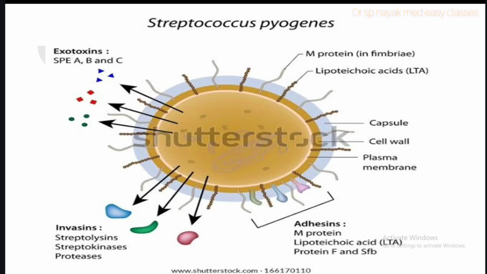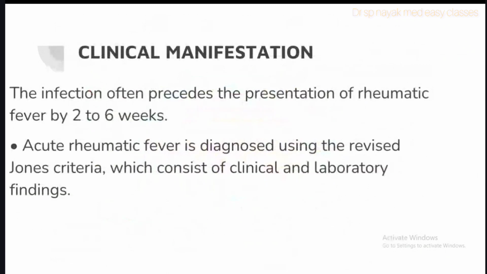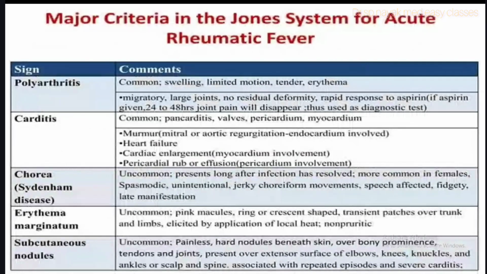Then this is how streptococcus pyogenes looks, a labeled diagram, and the main part which mimics our organs is M protein. This M protein is a group of amino acids which is found on five major organs: cardiac, skin and subcutaneous tissue, joints, and brain. We also studied clinical manifestations: it can take 2 to 6 weeks after strep infection for rheumatic fever to occur.